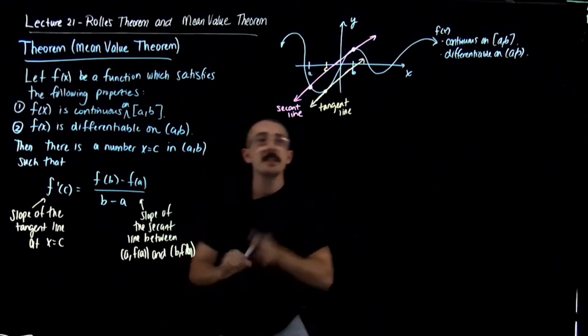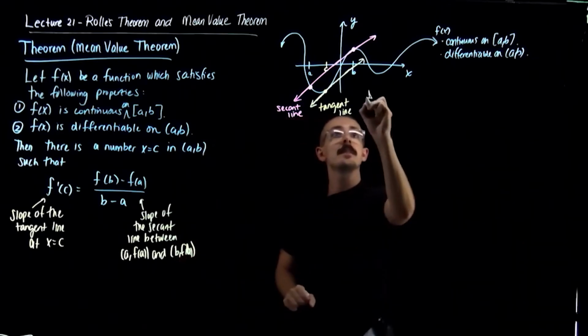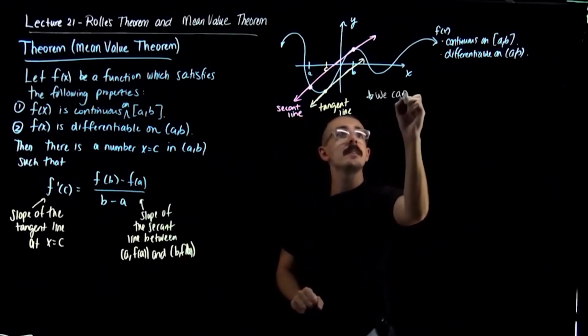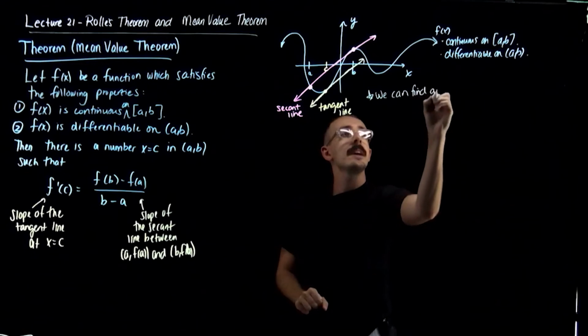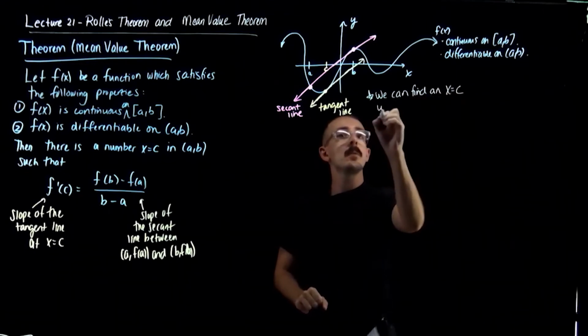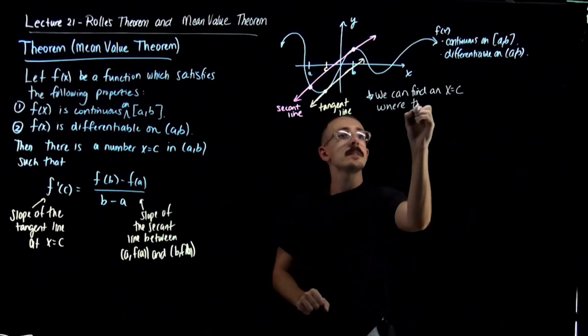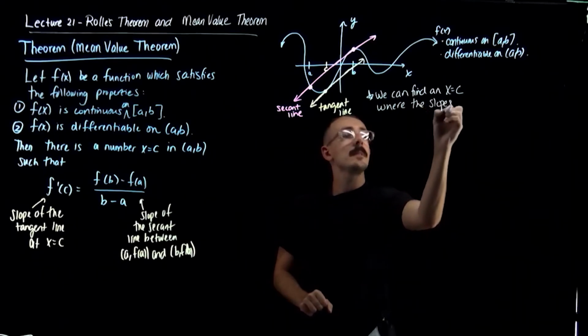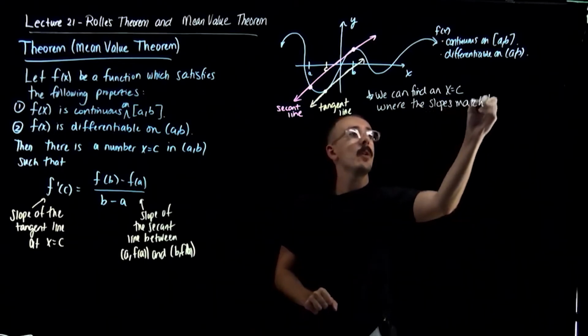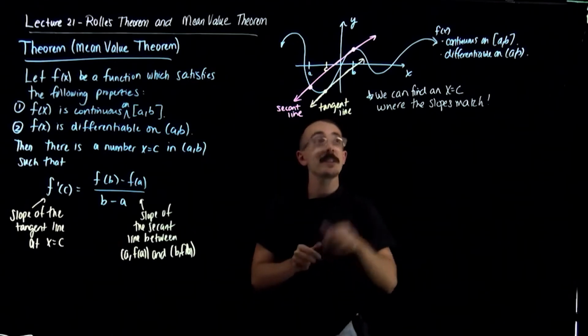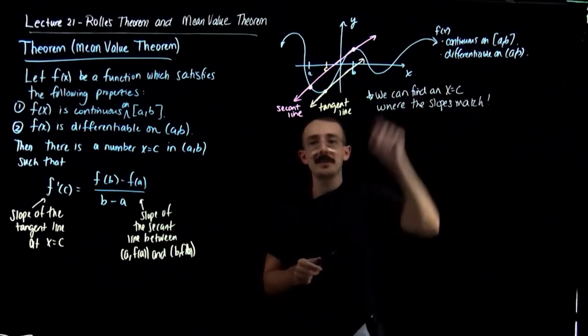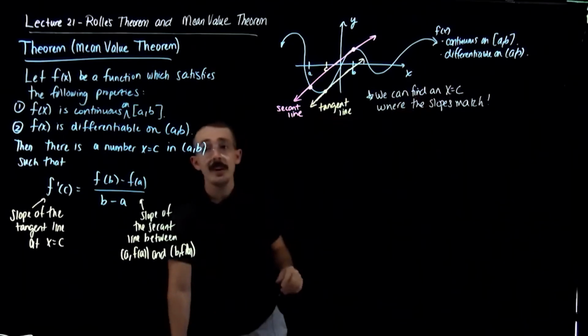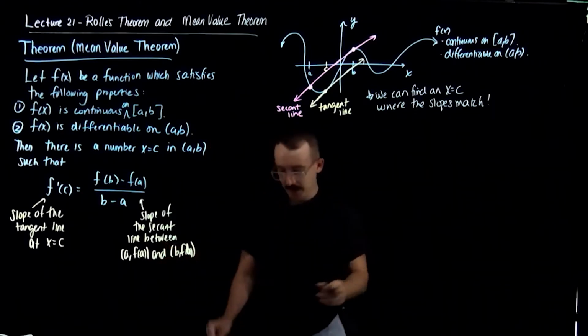So the idea you need to take away from this is we can find an x equal to c where the slopes match. And that'll always be true as long as you have a function that behaves just like this, where these two things are true. Okay, let's do an actual numerical example as well.